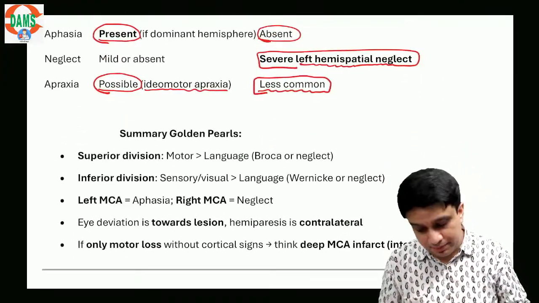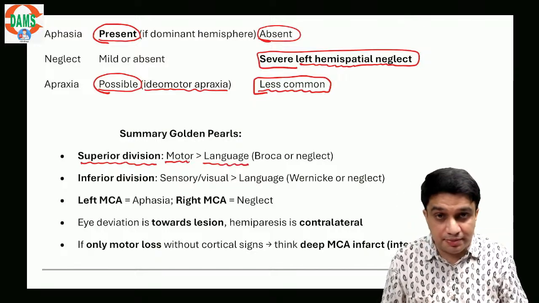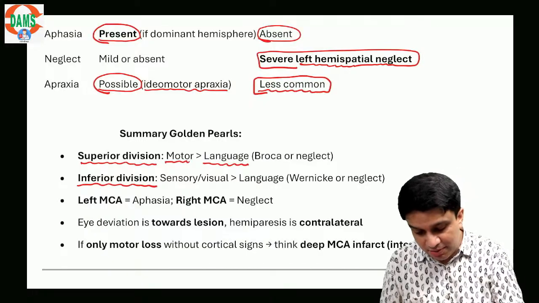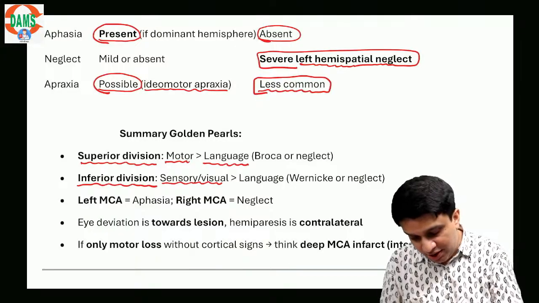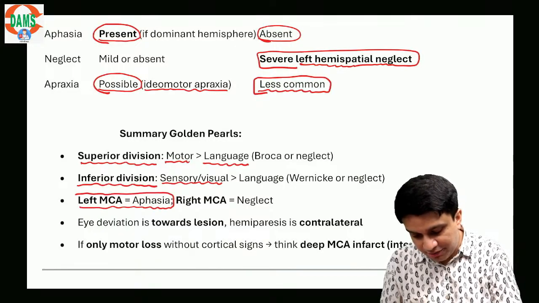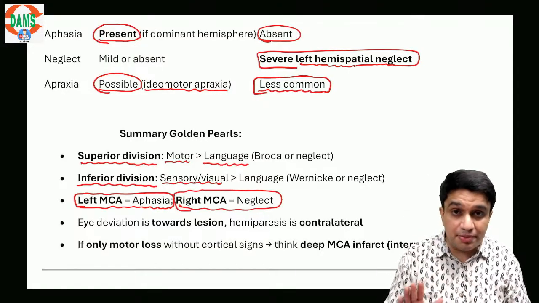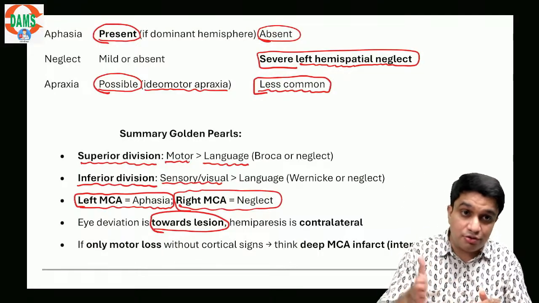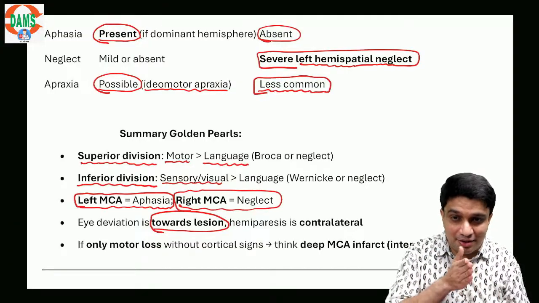So quick recap. Superior division, what is the major problem? Motor weakness, more than language. Inferior division, what is the major problem? Sensory problem is more, okay, and visual problem is more. Left MCA territory infarct or anything, aphasia will happen, right? Right side, what will happen? Neglect will happen. And always remember, eye deviation in an infarct or a destructive lesion is always towards the lesion, okay? And hemiparesis is contralateral, okay?